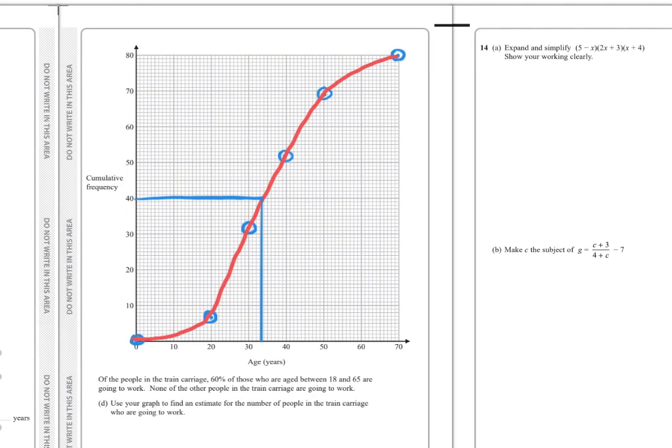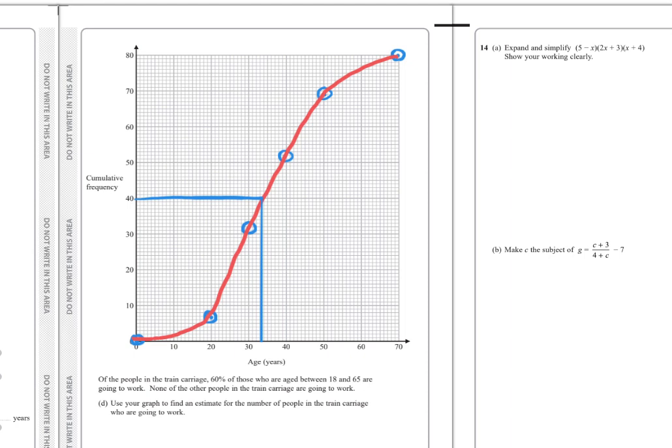Moving on. Of the people in the train carriage, 60% of those who are aged between 18 and 65 are going to work. None of the other people in the train carriage are going to work. Use your graph to find an estimate of the number of people in the train carriage who are going to work.